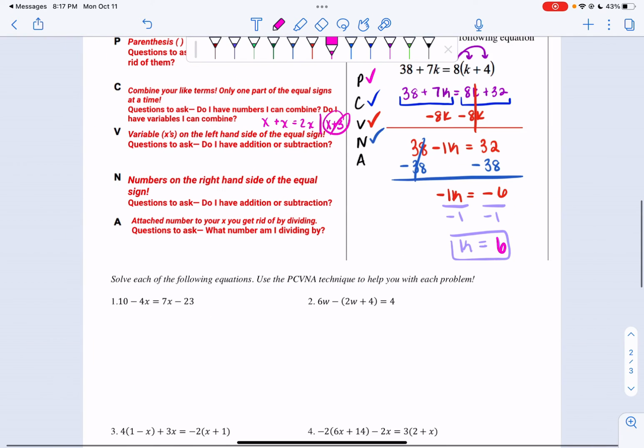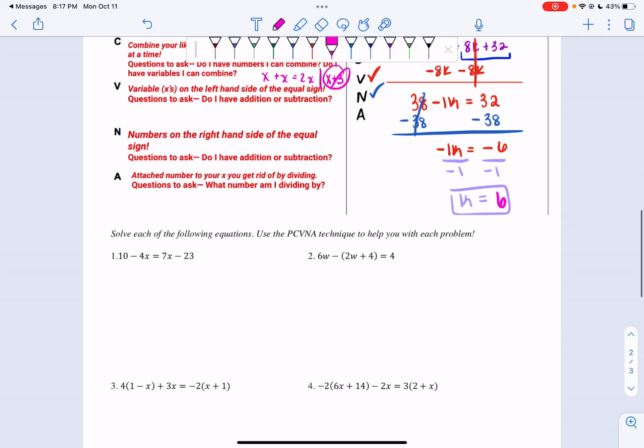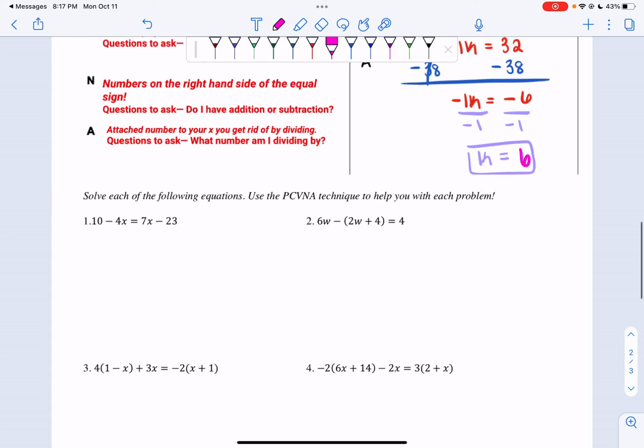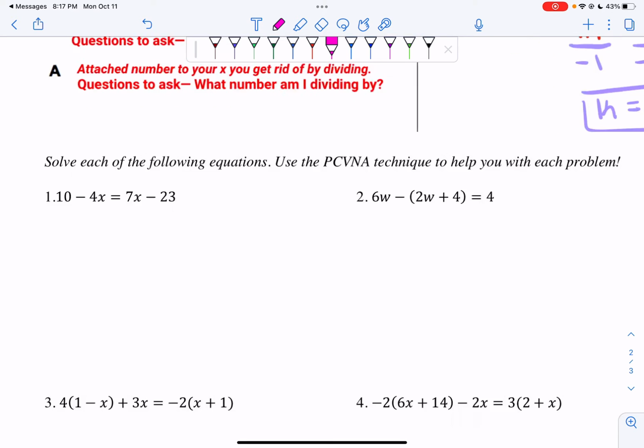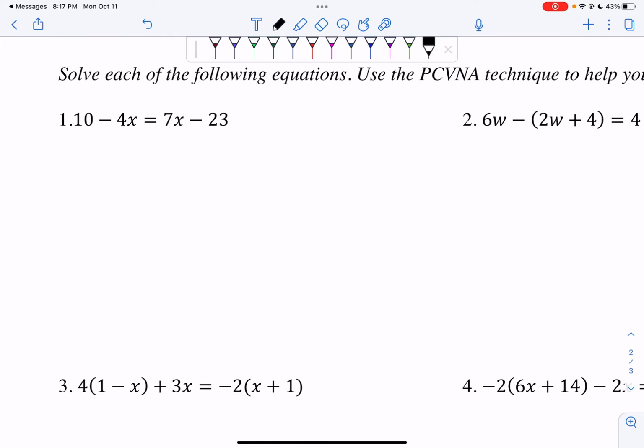So I made a little hiccup. No big deal, though. Now, for each of the following, we're going to solve each of the following equations using the PCVNA technique to help us with each of the problems. So let's write down the steps. PCVNA.